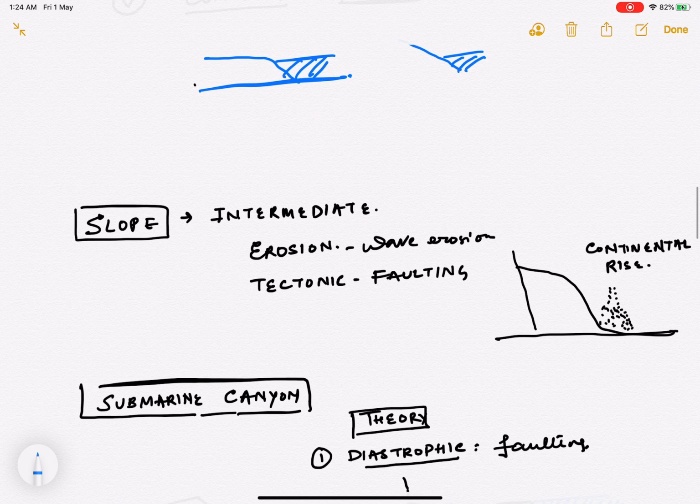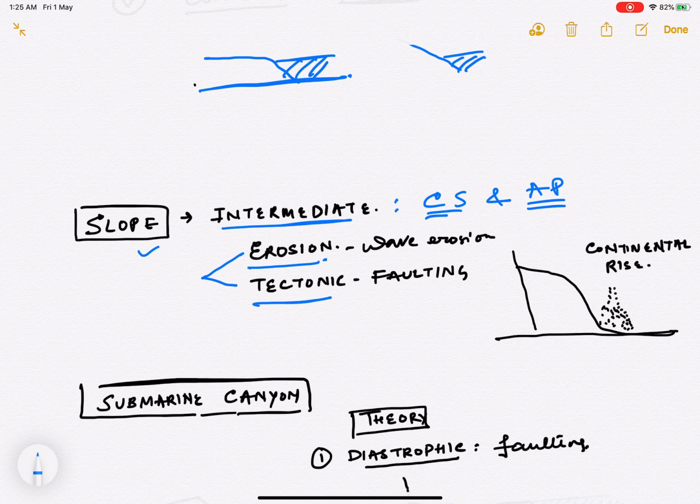Next. Now what is this continental slope? Continental slope, obviously, as I said, is an intermediate between your continental shelf and your abyssal plain. I have written it in short form. Next. Now what are the theories of the formation of your continental slope? Again, there is an erosional and a tectonic theory. Erosional theory says that wave erosion, as we know, and tectonic theory says that there is faulting.